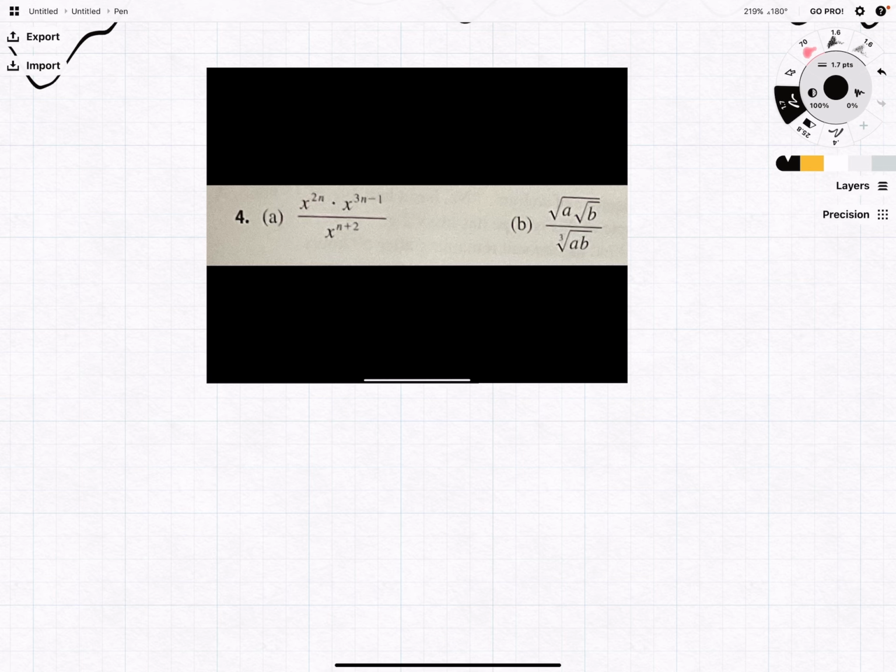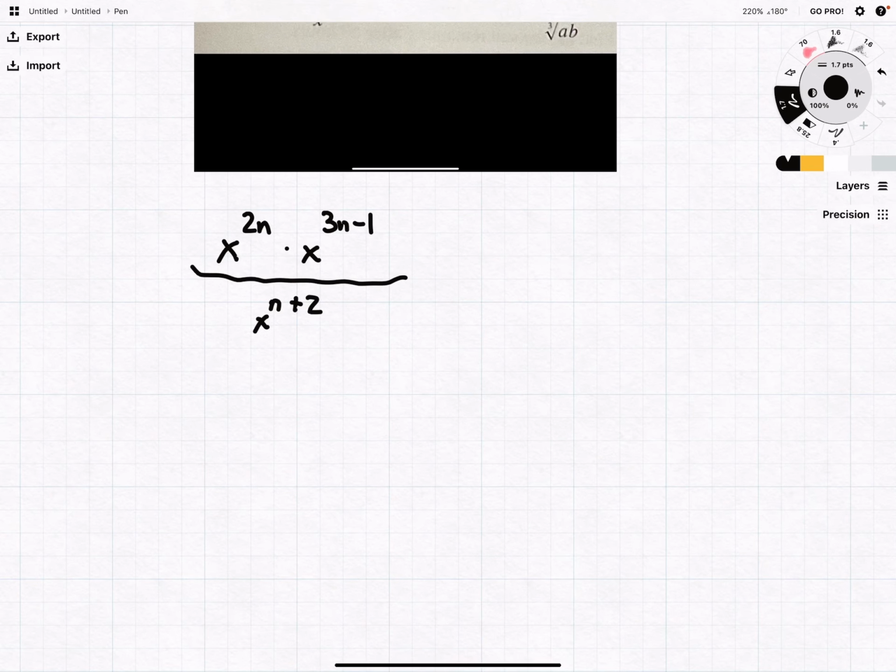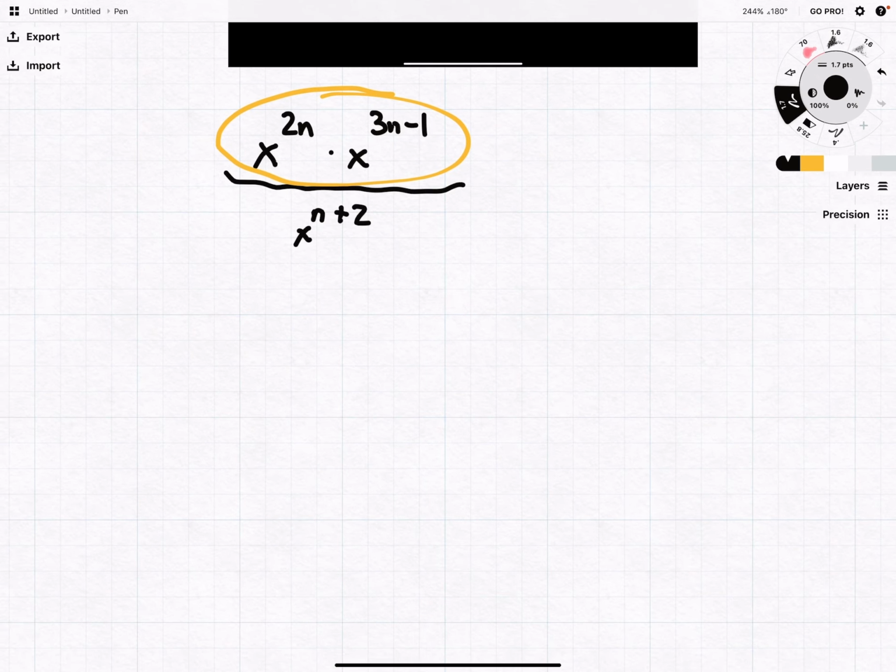For part A, they have x to the 2n times x to the 3n minus 1 all over x to the n plus 2. Okay, so the directions for this are use the law of exponents to rewrite and simplify the expression. So let's just start with what comes to mind first, and for me, that's going to be this top part here, the numerator of our expression. So here we have x to the 2n times x to the 3n minus 1.